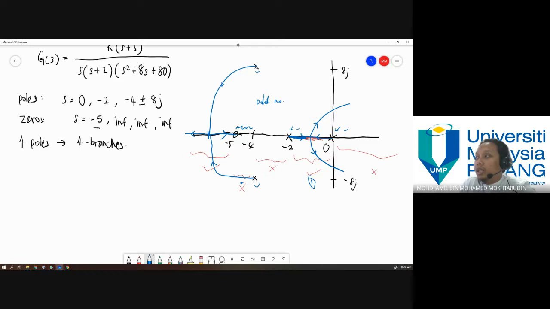And then kat sini, yang last ni, ada 0 sini, 1. Ada 4 poles. So dia odd number. Odd lah, bilangan dia odd. So we have root locus on this section until infinity. So this is, we go back to, I think, rules number 2 or rules number 3. Yang odd number, apa benda tu.